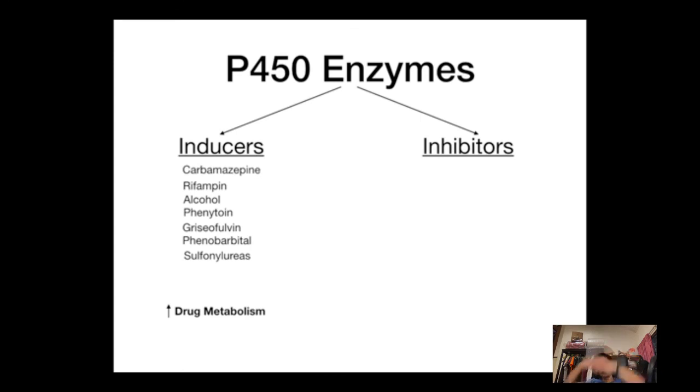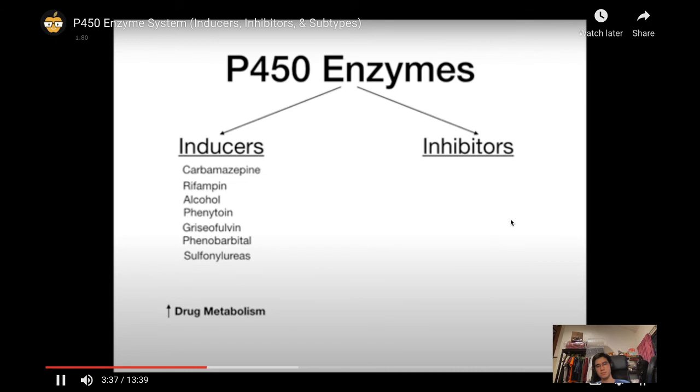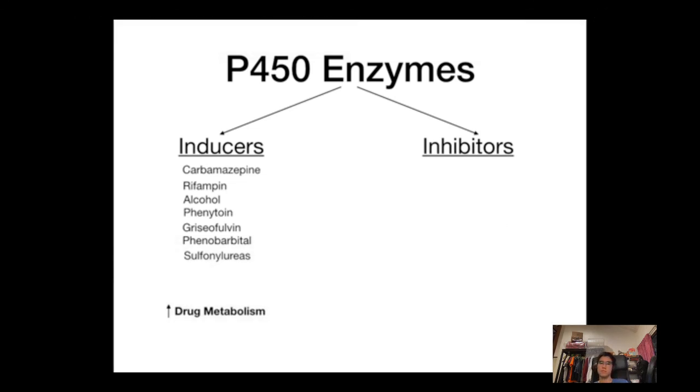You have to be careful because if you're taking some other medication and all of a sudden you start taking, in addition, something like phenytoin, phenytoin induces P450, which breaks down that other medication, and therefore that medication doesn't do its job because it's getting broken down early. So that's how the P450 inducers work. Now let's switch gears and talk about the P450 inhibitors.